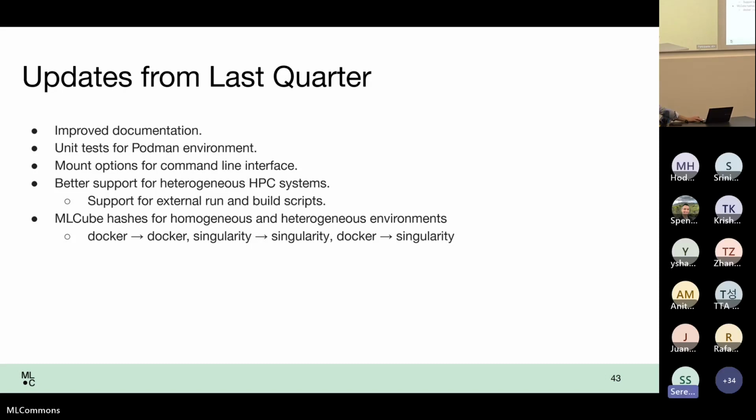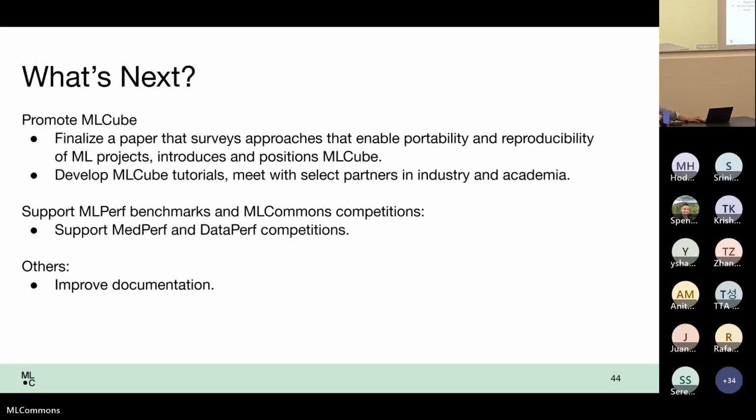Talking about next steps. Yeah, we've been writing a paper that's almost completed, so we need to basically finalize this and publish. We plan to introduce more MLCube tutorials, meet with select partners in industry and academia, and collect their external feedback. We plan to continue MLPerf competitions, and of course, we plan to improve documentation, which is essentially an ongoing process. Thank you.